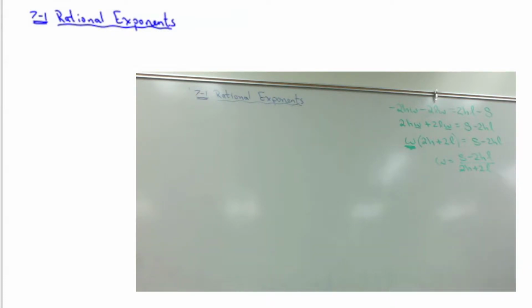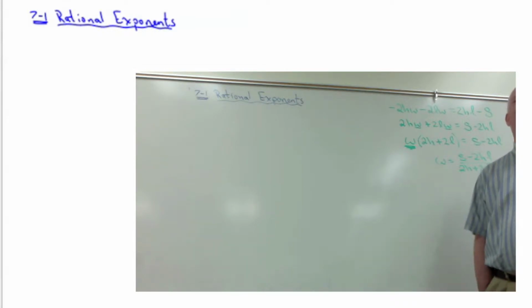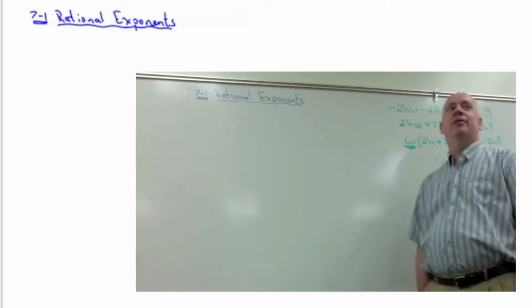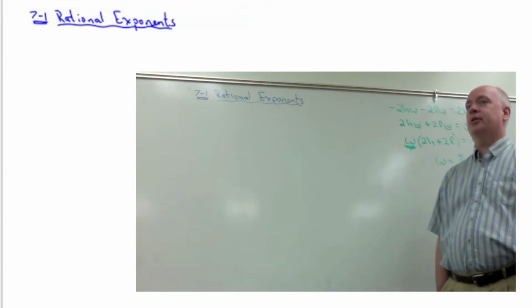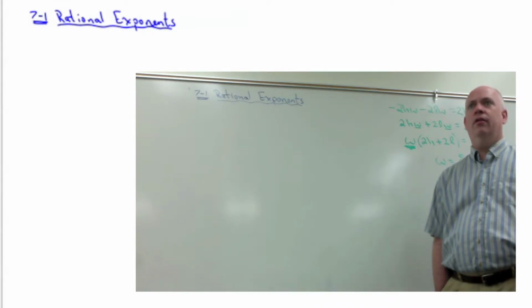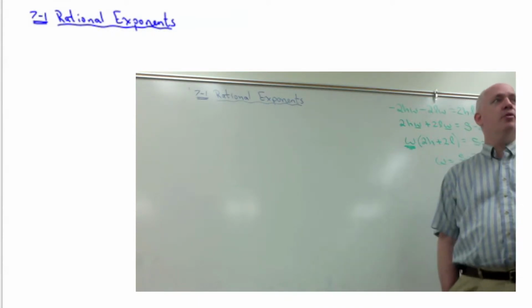So rational exponents. Rational means to you and me and everybody else on the planet Earth. Not my wife. We're not talking about that. Rational in terms of numbers. What kind of numbers are rational numbers? Whole numbers? No, definitely not. Integers? Fractions. Rational numbers are fractions.